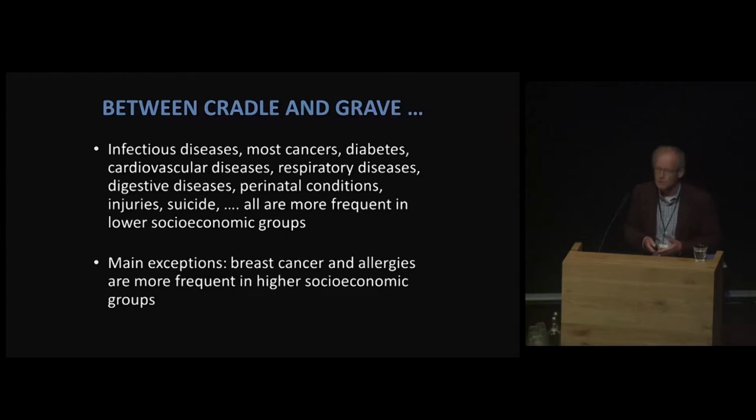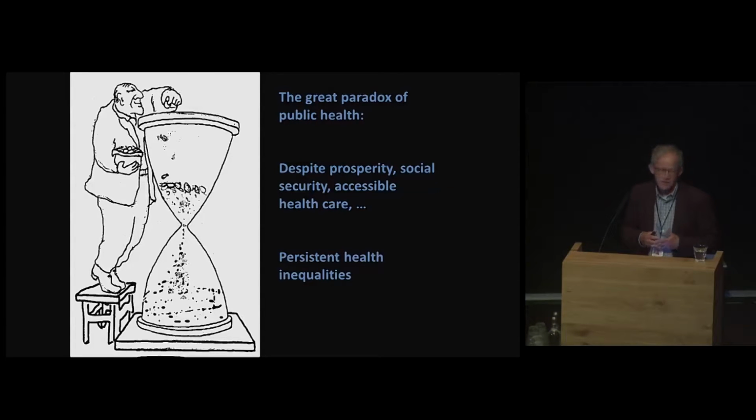But for most diseases, we find that they are more frequent among those with a lower socioeconomic position, and this is regarded as one of the greatest paradoxes or puzzles of public health, that despite the fact that prosperity has risen so much over the past 20, 30, 40, 50 years, despite the fact that we have created very good systems of social security in the Netherlands and other Western European countries, the fact that we have created an accessible healthcare system with perhaps some barriers for access, some financial barriers, but with overall quite good access to healthcare for everyone. Despite all that we have done, these health inequalities persist and are even widening on some measures.